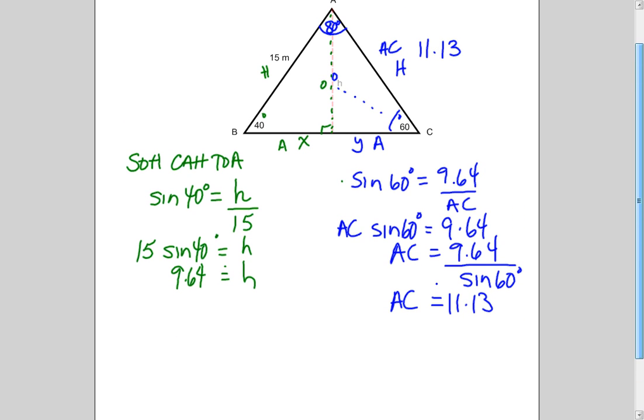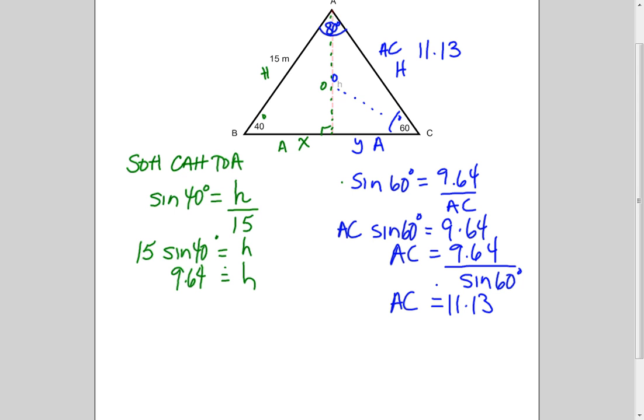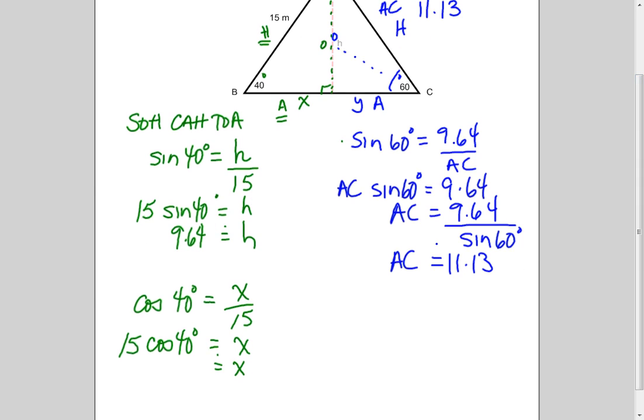If I want that adjacent side, I would use adjacent over hypotenuse. The cosine of 40 degrees is x over 15. And I would solve for x that way. 15 times cos 40. And x is approximately 11.5.